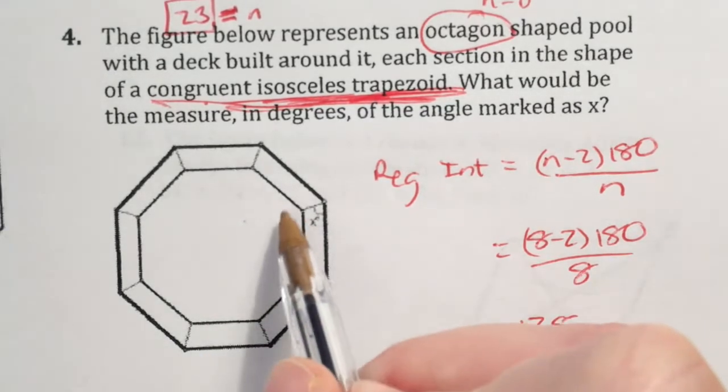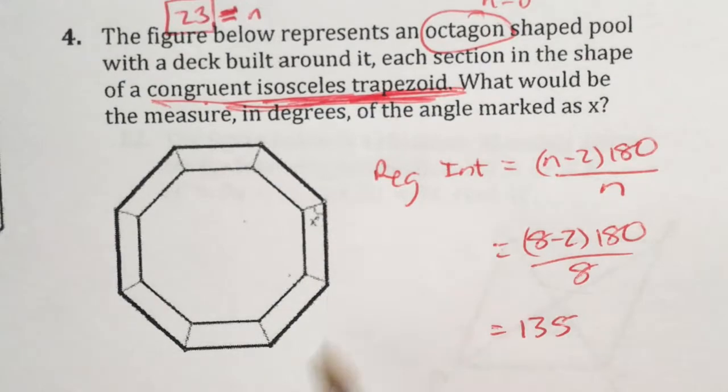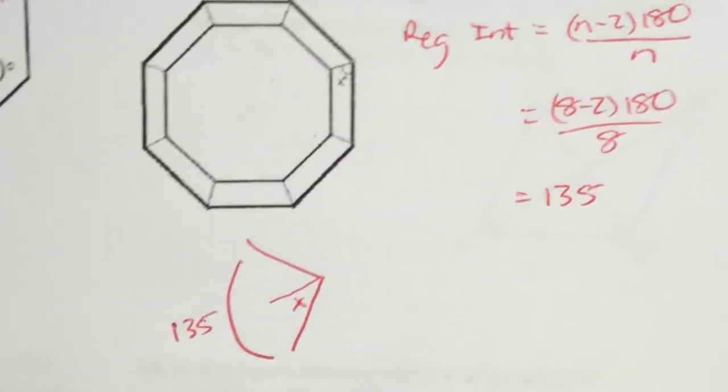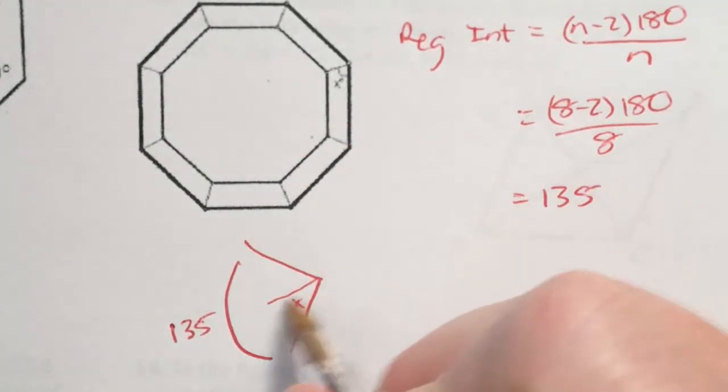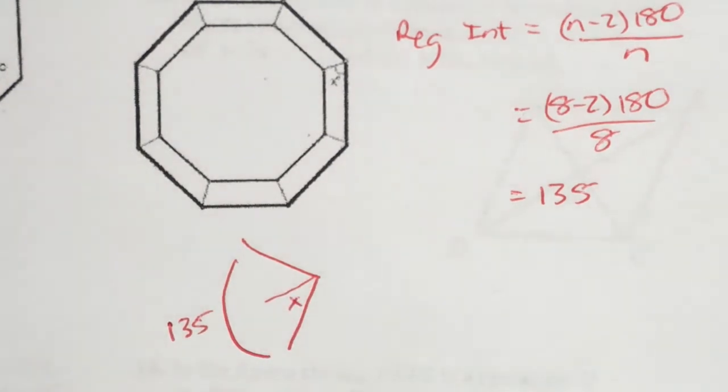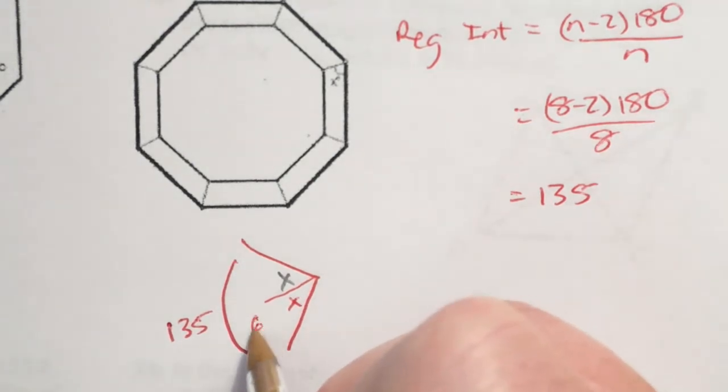Now the entire angle is 135. This entire angle is 135. So look at it this way. This part right here is x, and I know this entire angle is 135. But x is only half of it. So there's another x over here. If this is 135, what would this have to be? You would just divide by 2. So 135 divided by 2, this would be 67.5.